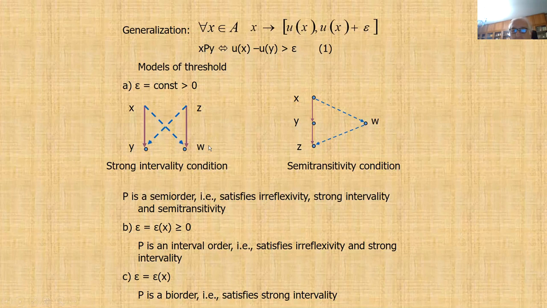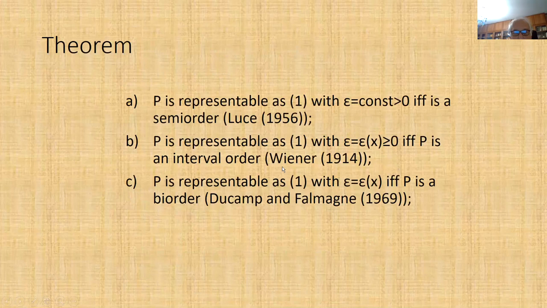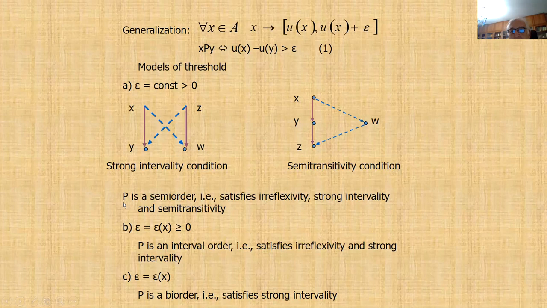And this is always for all alternatives. Now look here. The relation P is called a semi-order if it satisfies irreflexivity, strong intervality, and semi-transitivity. So these are two conditions plus irreflexivity, which is a natural thing. And you can immediately derive from these properties with irreflexivity that a semi-order is a transitive relation, okay?